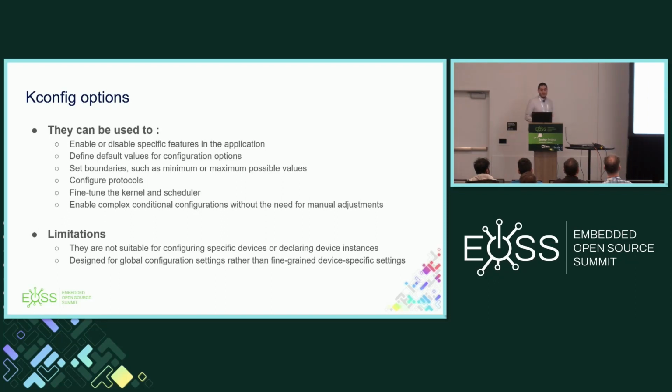So the Kconfig can be used to enable or disable specific features in the application, so conditional compilation, like we have previously seen in the examples. You can define some default values, so by default I'm going to have this priority for this interrupt. We can set some boundaries, like the minimum or maximum values for some features. You can configure protocols, like Wi-Fi, Bluetooth, or whatever. You can fine-tune the kernel.